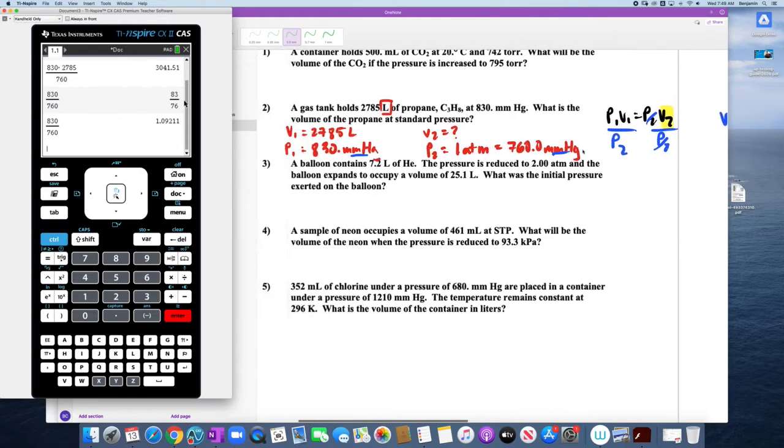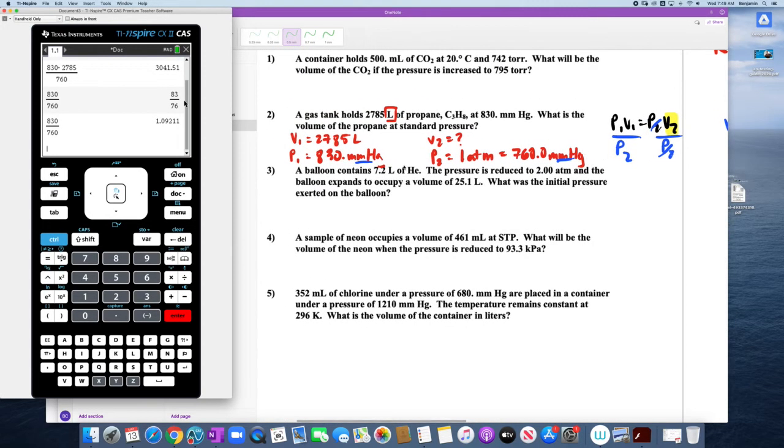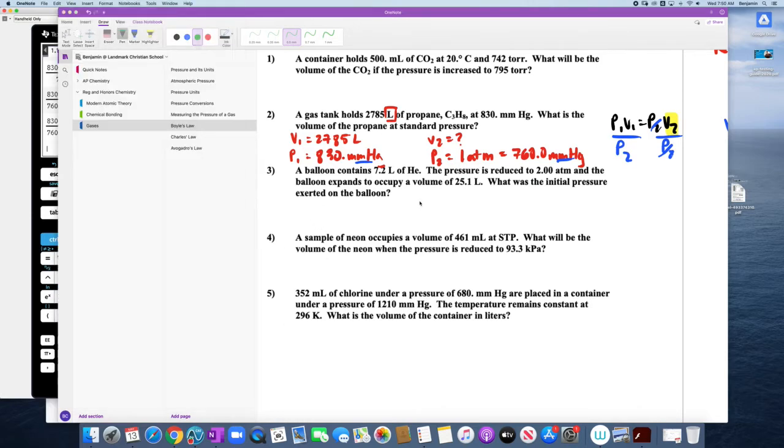One more problem here for Boyle's law. A balloon contains 7.2 liters of helium, the pressure is reduced to 2 atmospheres, and the balloon expands to a volume of 25.1 liters. What was the initial pressure? Okay, so we can solve for the initial situation as well. As long as we read through the problem carefully, we can figure out what we're solving for.